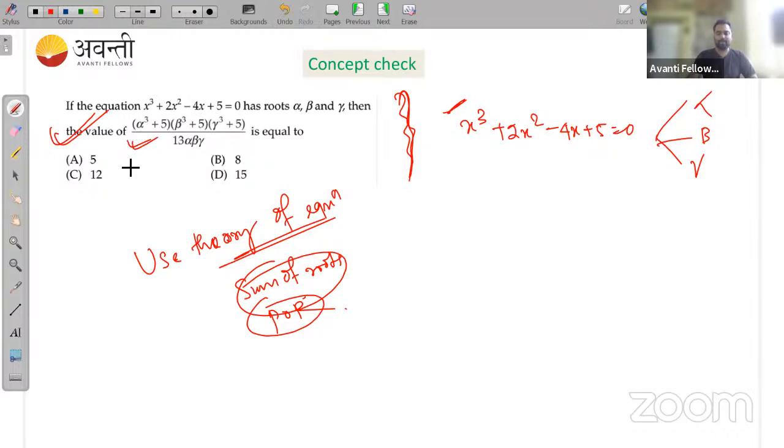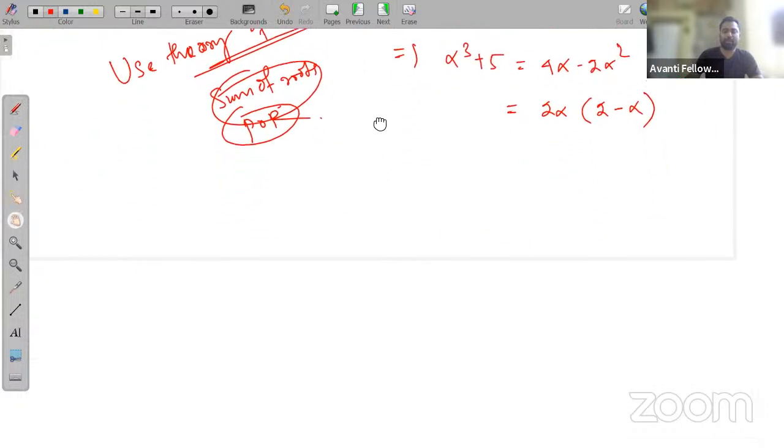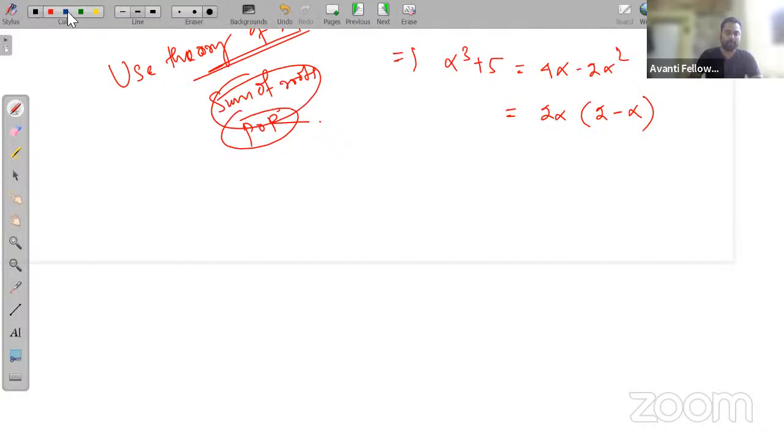If alpha is a root of this equation, then alpha will satisfy this equation: alpha cube plus 2 alpha square minus 4 alpha plus 5 is equal to 0. Then I can write alpha cube plus 5, because we have this factor in the numerator, is equal to 4 alpha minus 2 alpha square. If we take 2 alpha common, I'm getting 2 alpha into 2 minus alpha. We need to find this.